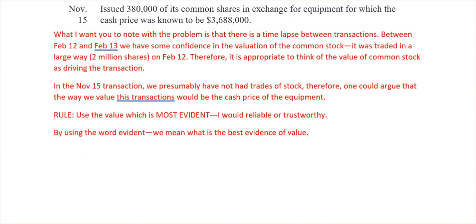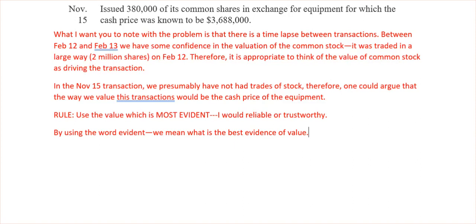It's traded in a large way on February 12th, so it appears to be telling us that we can have some confidence in using the value of the stock as it's traded in the marketplace to guide us in recording the debit amount. In the November transaction, we have not had trades of stock for a time period, and the presumption here is that the stock is not trading, and if the stock is not trading, then perhaps when you value that transaction, you should use the equipment price to value the transaction.